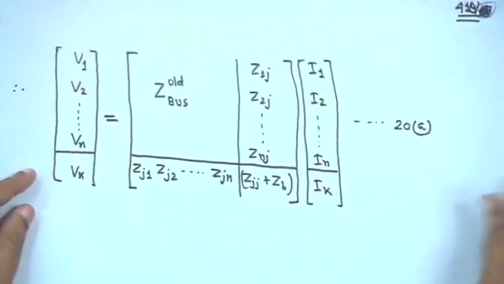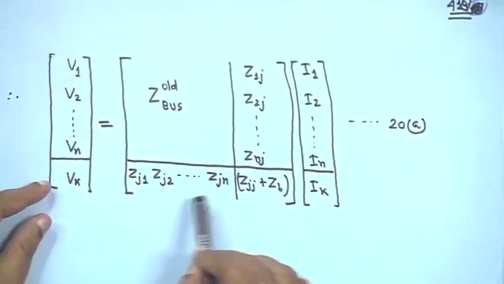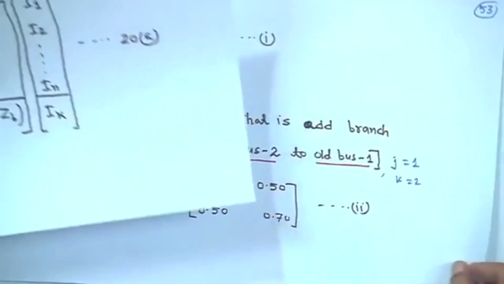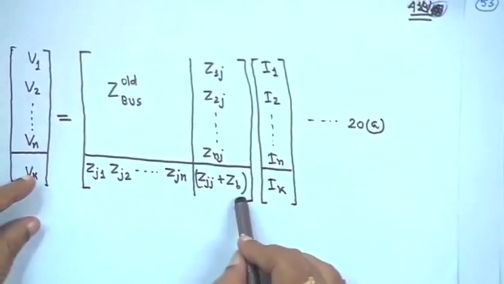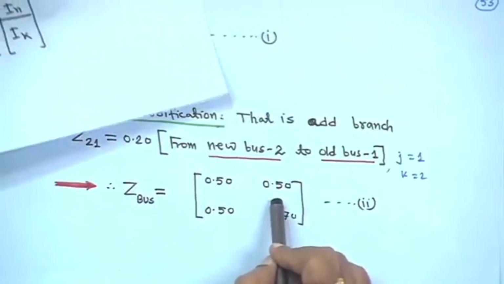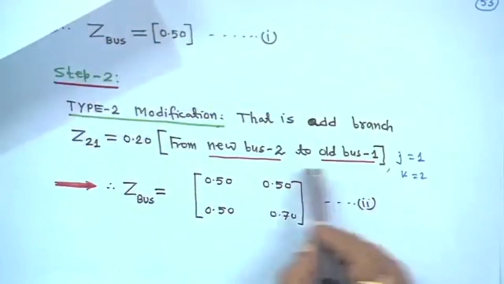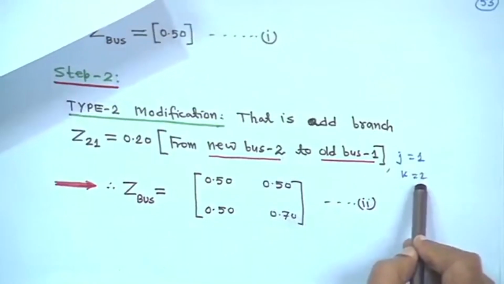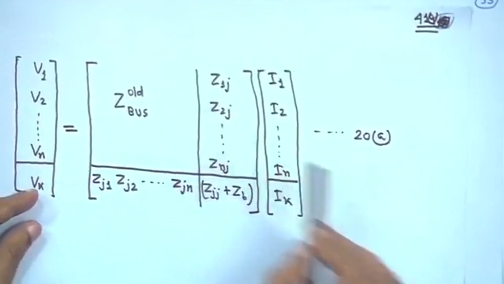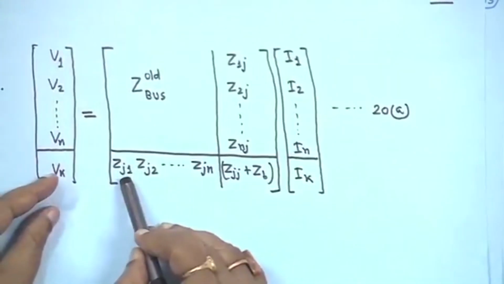Anyway, I have got it here. For example, this one is actually the type 2 modification, when you are adding a new bus to an old one. This is a 2 by 2 matrix. Z, when j is equal to 1 and k is equal to 2, will be Z11 here, and also Z11 here.